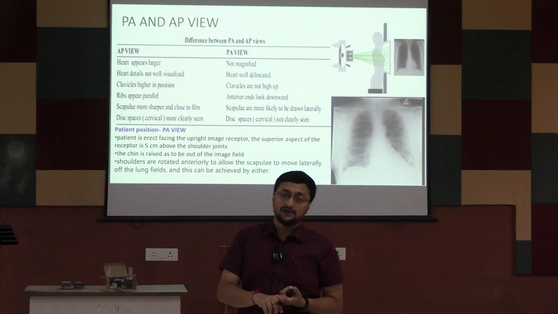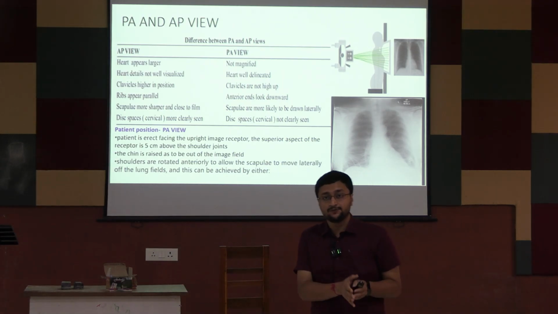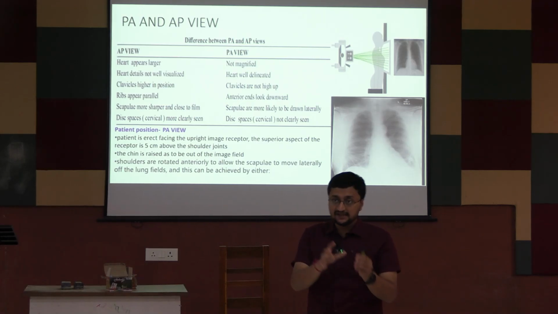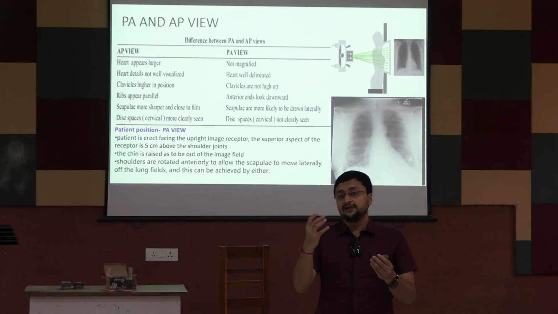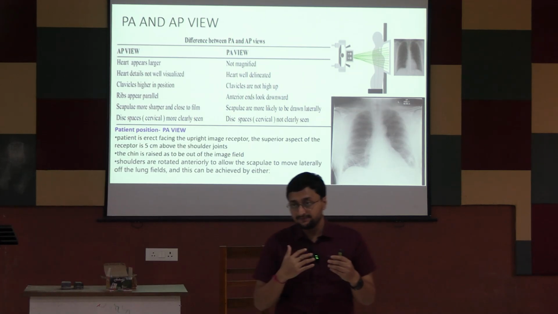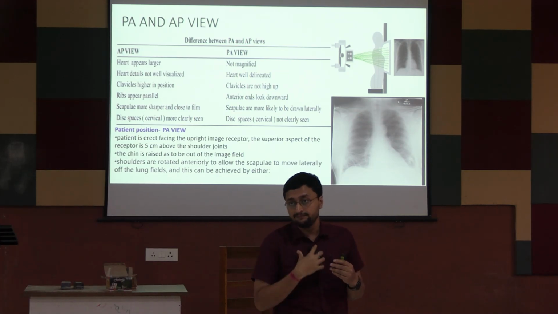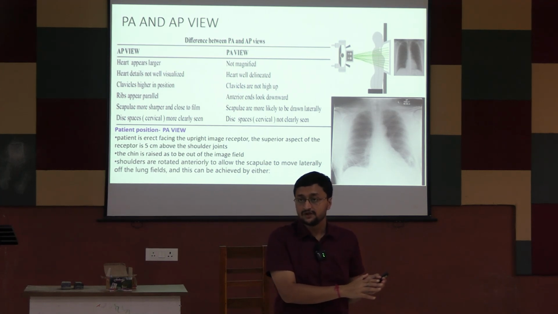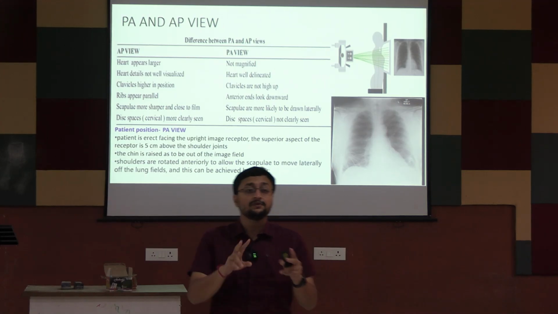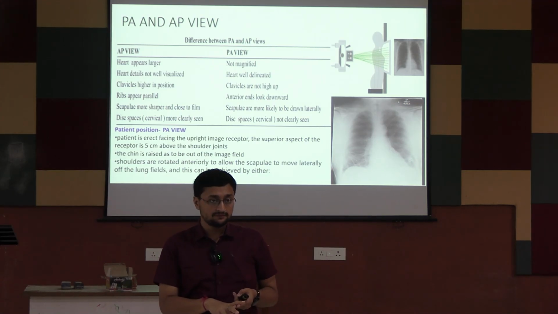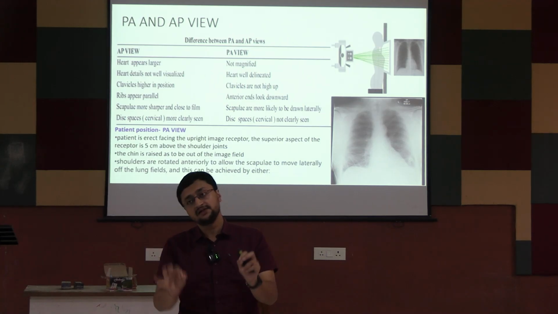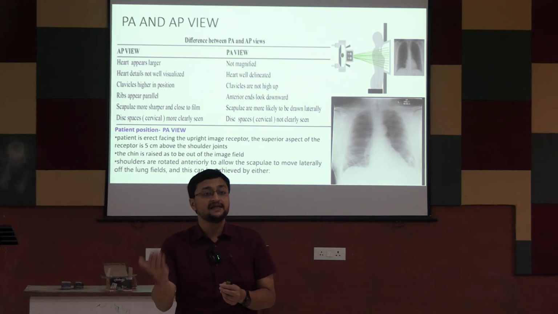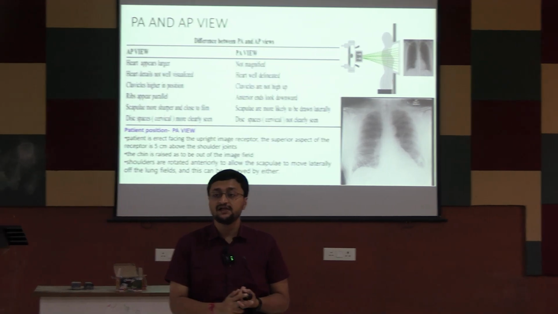And if we discuss the anterior posterior, that means the beam is coming from the anterior side. In that case, in anterior posterior view, the distance between the beam and the patient is less than that of the PA view, right? So how to differentiate whether this is a PA view or an AP view? Most commonly it is written on the X-ray film, but sometimes it may not be written. So just by seeing the X-ray, you have to determine whether this is a PA or an AP.